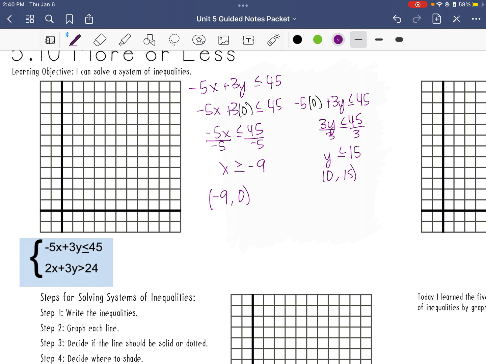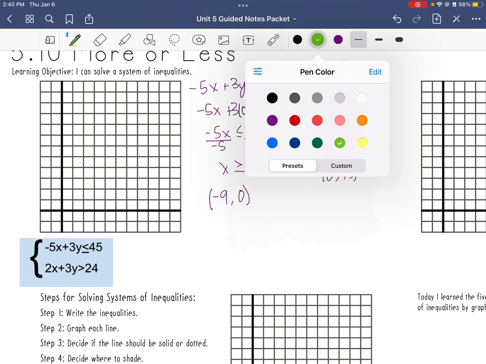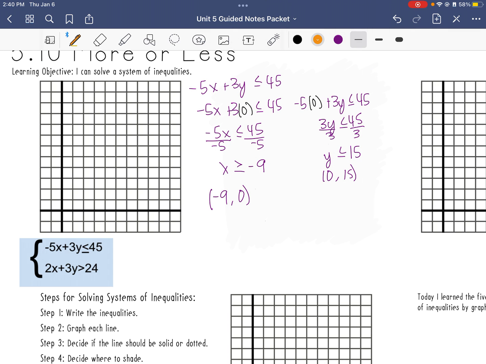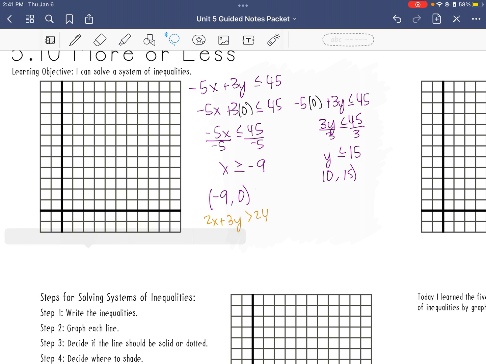Okay, so that's great. We also need to be taking care of our other inequality, though. When we're doing a system, we have to be able to graph both. So the other one is 2x plus 3y greater than 24. I'm actually going to get rid of this so I have more room to work. Okay, and we do the same thing.